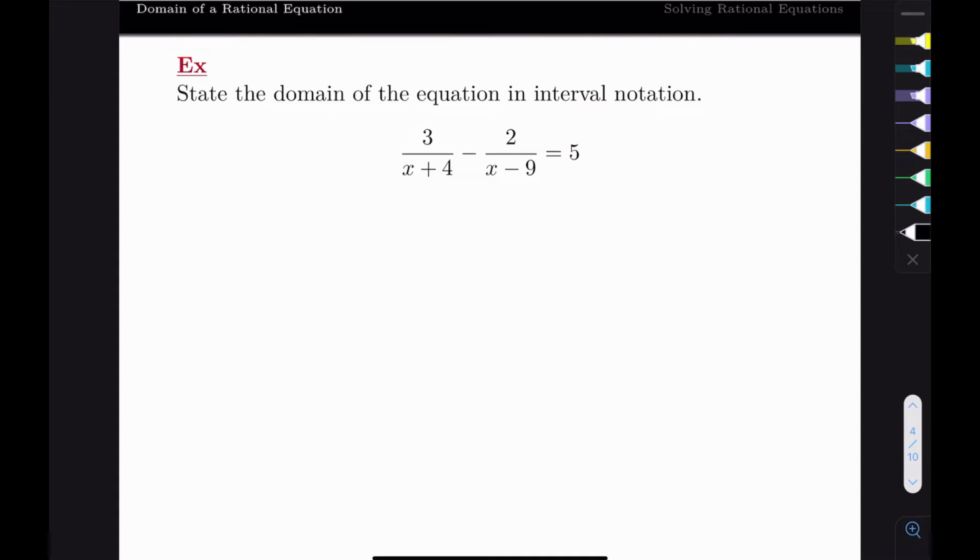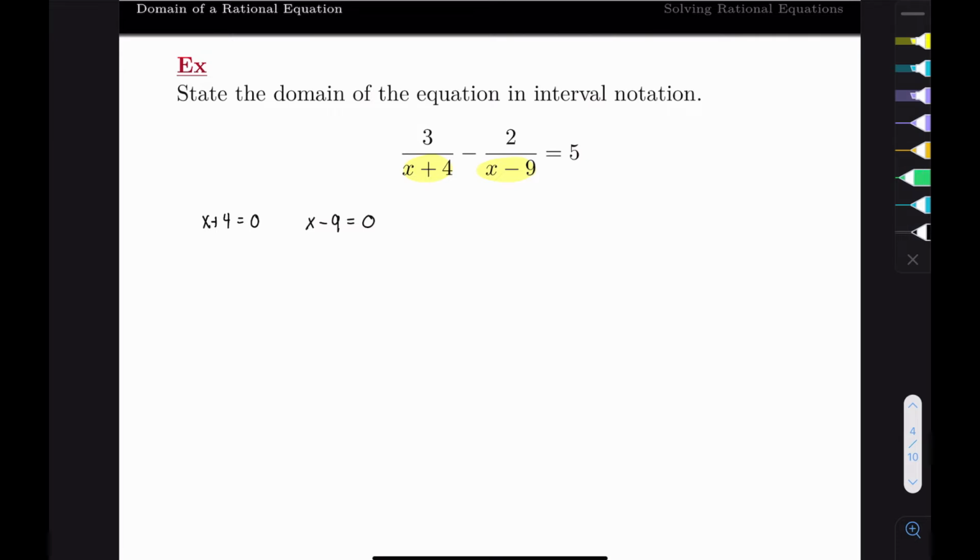We're going to start by figuring out the domain of a particular equation. We're going to see something like 3 divided by x plus 4 minus 2 over x minus 9 equals 5. For this problem, we also want to state the domain in interval notation. First, I have these two factors in the bottom, and both involve our variable. So I want to figure out what value is a problem, so I set each of these denominators equal to 0.